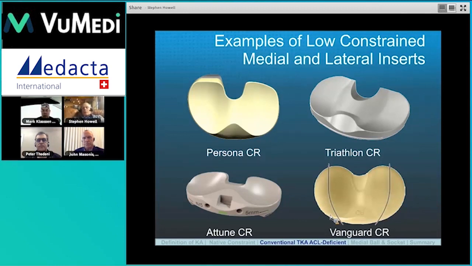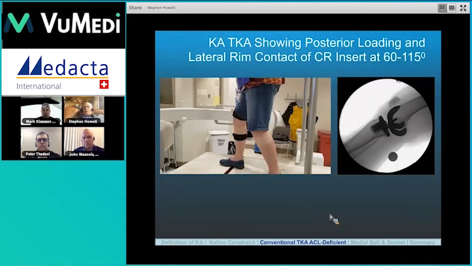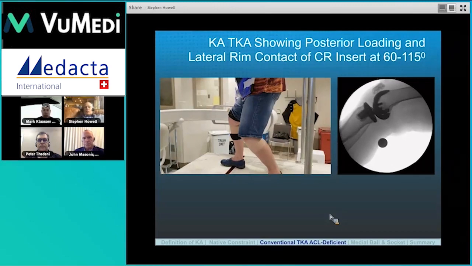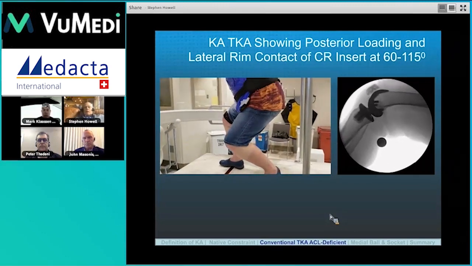There's constraint and a posterior lateral lip, and there's flattening of the medial side to not create a ball and socket. Hence, you're using both sides of the insert to stabilize the knee, when the native knee mainly uses the medial side. So let's look at a typical conventional insert during kinematic activities. This is actually a kinematically aligned TKA, and this is of a base plate that has the low constraint, and you'll see it behaves like an ACL deficient knee.